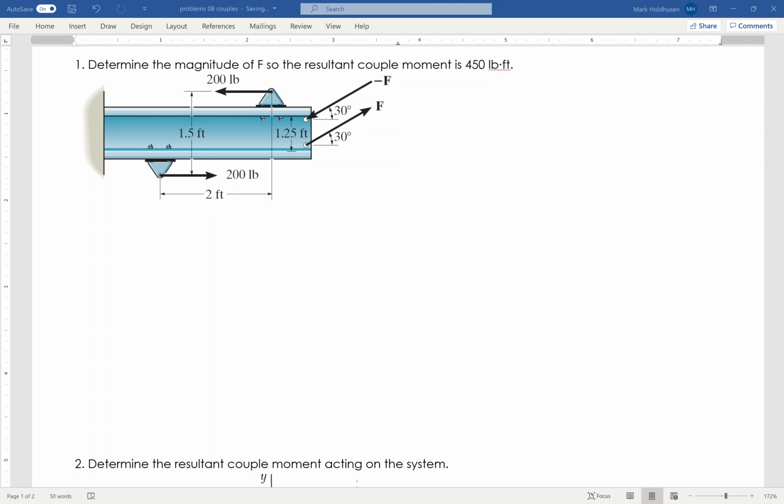In this problem, I want to find the magnitude of F, shown right here, that results in a resultant couple moment of 450 pound-feet. So I'm going to start.